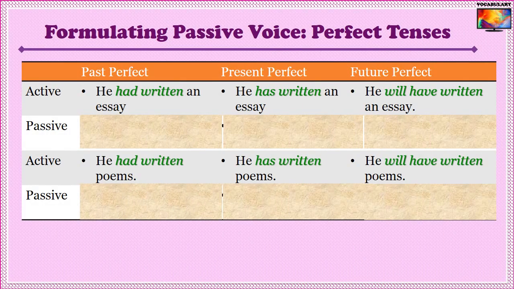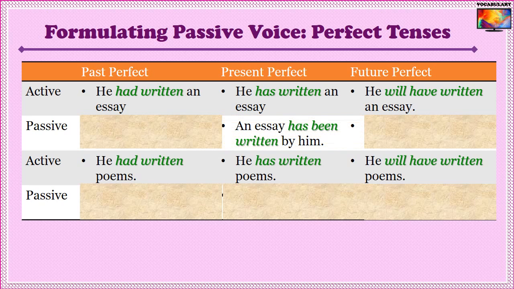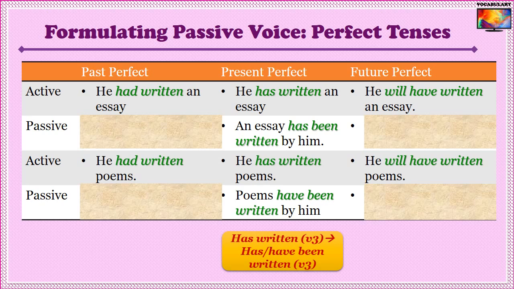The perfect tenses. Present perfect. He has written an essay. An essay has been written by him. He has written poems. Poems have been written by him. So has or have written gets converted to has or have been written.